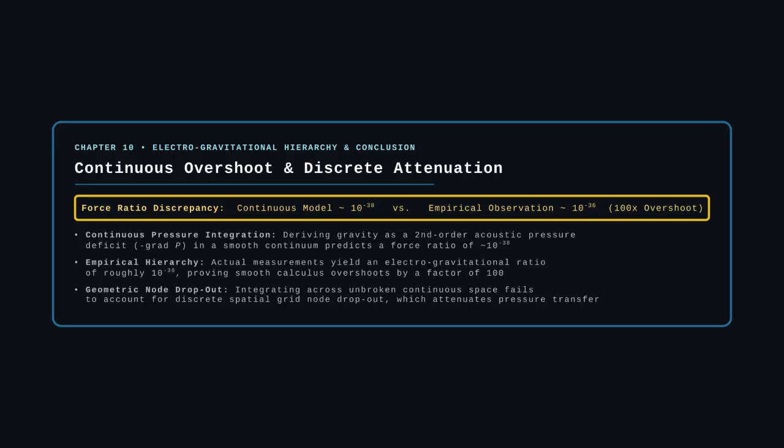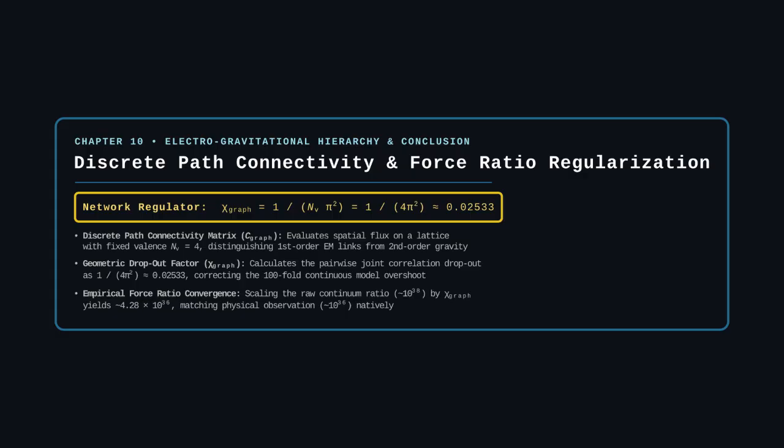Smooth continuum calculus overshoots the observed hierarchy by a factor of roughly 100, 10^38 versus 10^36. This occurs because smooth calculus integrates non-existent pathways between spatial coordinates, failing to account for the discrete geometric dropout across pixelated space. In MSVT, this continuum discrepancy is regularized by evaluating spatial flux through a discrete path connectivity matrix, C-graph, on a regular graph lattice where degree of i equals n_v, which equals 4.